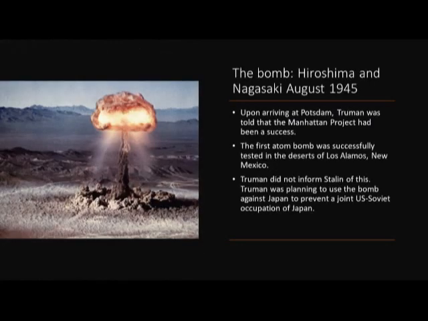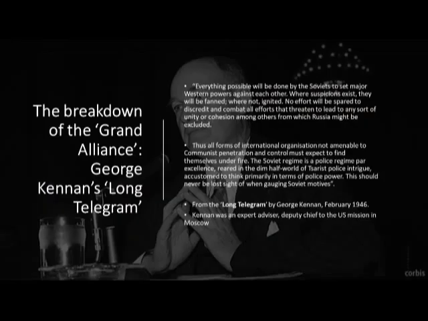Another source of tension, of course, was the bomb. Truman had already received news that the first atomic bomb had been successfully tested in the deserts of Los Alamos in New Mexico. He kept it close to his chest. He kept making sort of allusions to this ultimate new weapon. Stalin knew all about the bomb, of course, because the Manhattan Project had been long infiltrated by Soviet spies. So again, that was a source of tension.